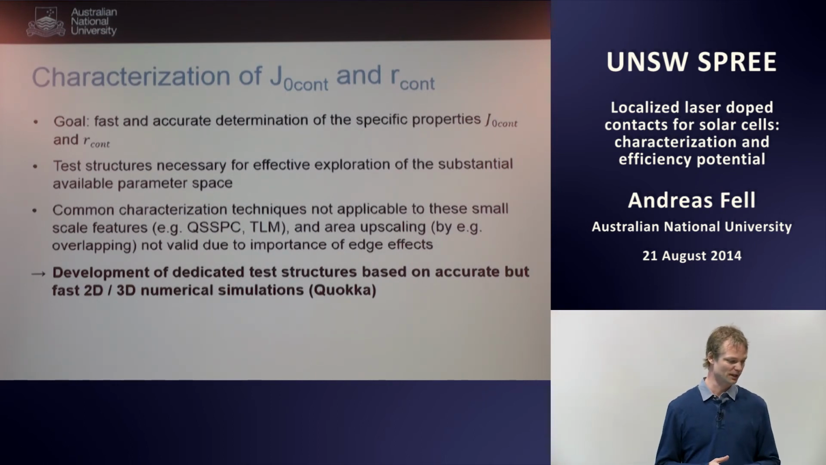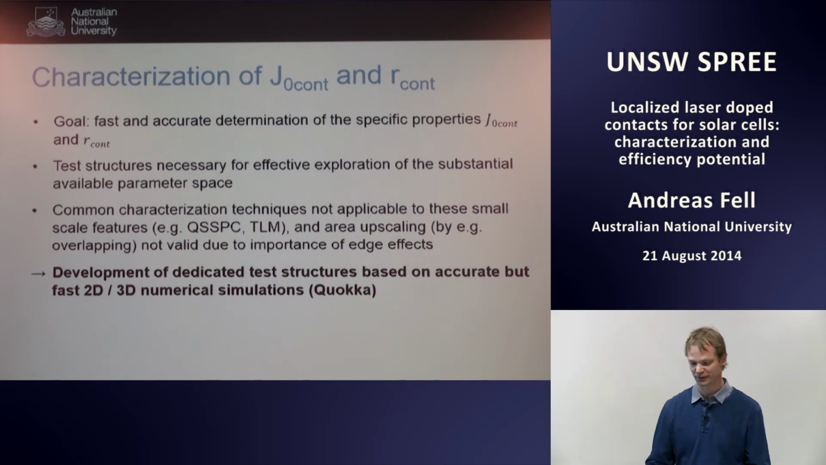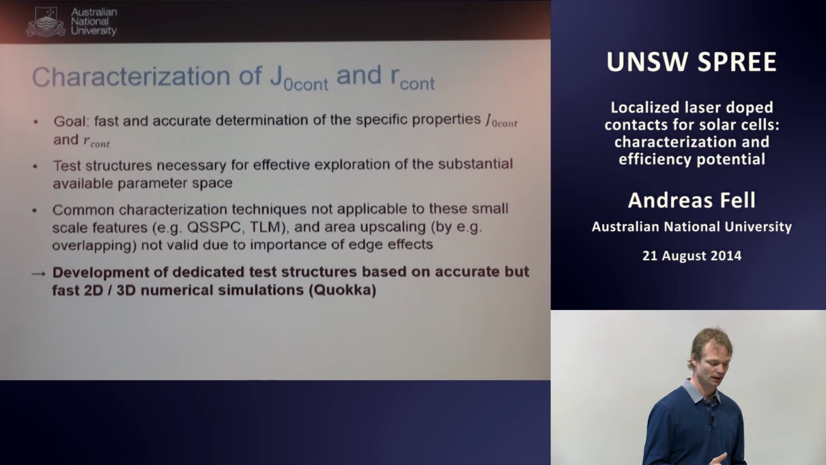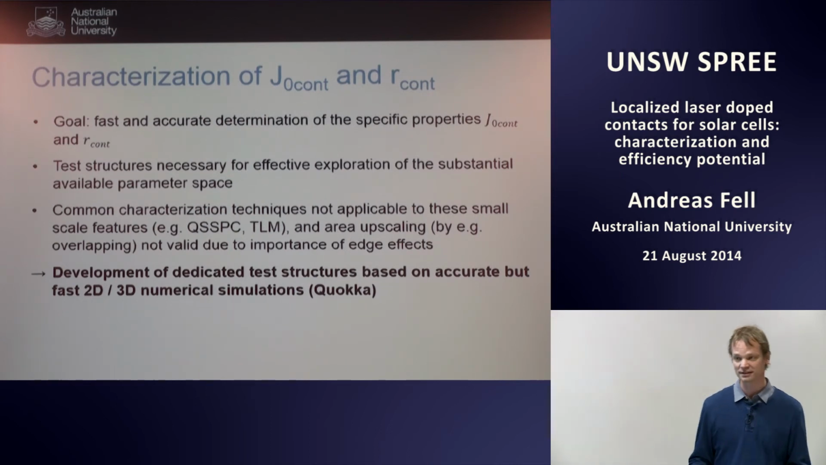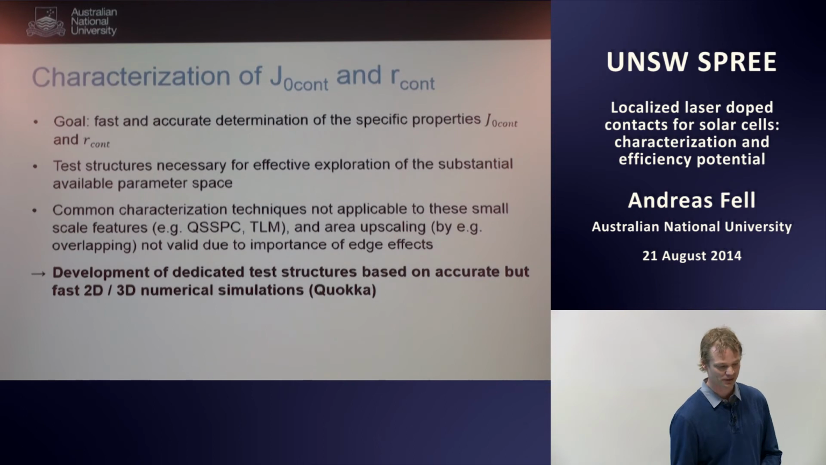So this was not quite available in literature, so we had to develop some test structures. And they're basically all based on measuring some effective quantity, for example, a PL image or an integral resistance, and then do 3D simulations with Quokka mostly, and then you can iterate to the desired property you want to get out of the test structure.